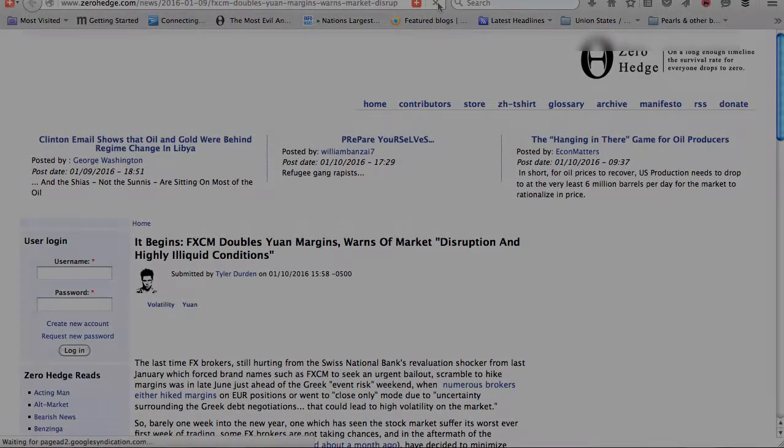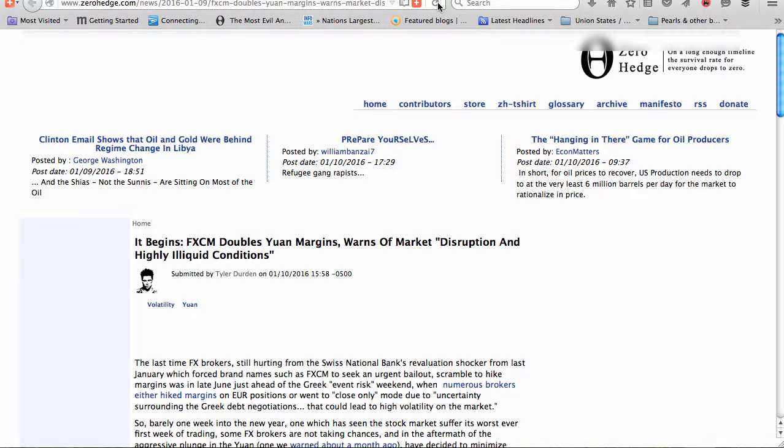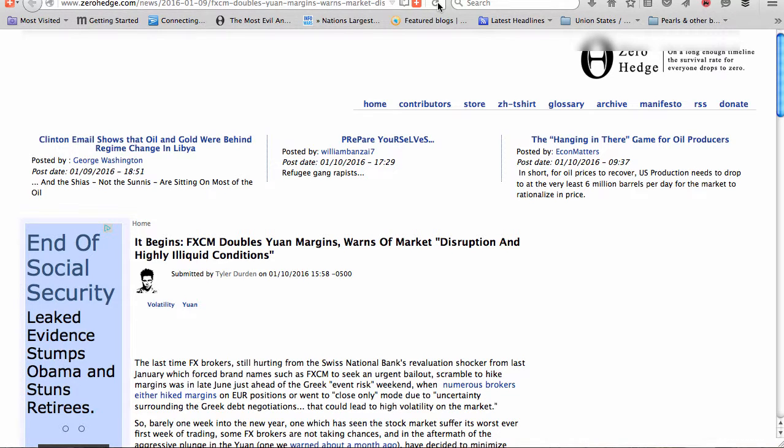Focus this week from www.zerohedge.com. It begins. FXCM doubles yuan margins, warns of market disruption, and highly illiquid conditions. Some key points are the following.